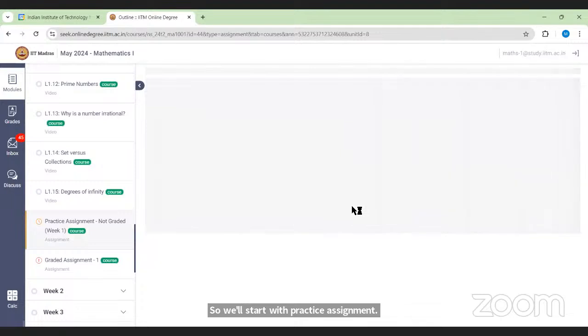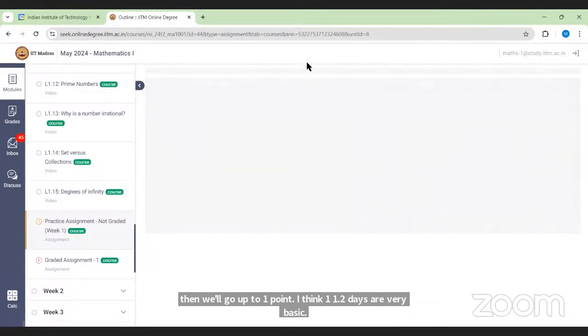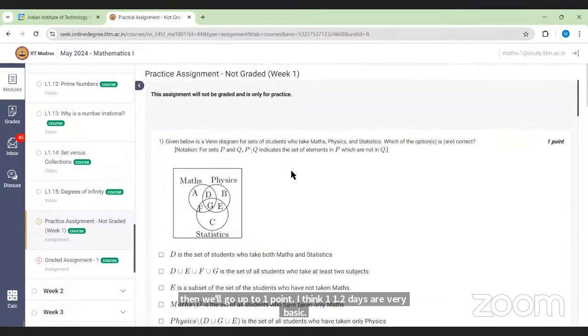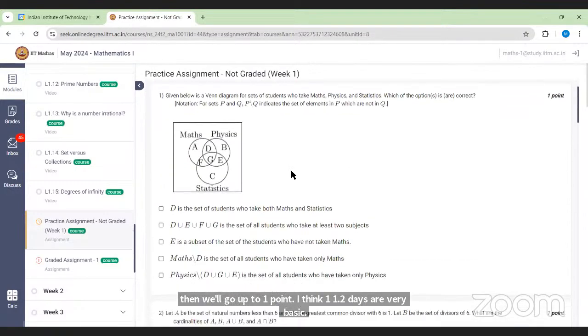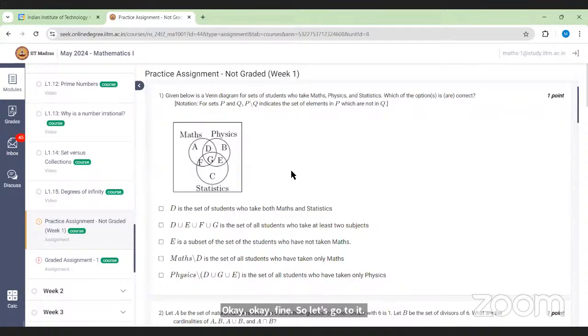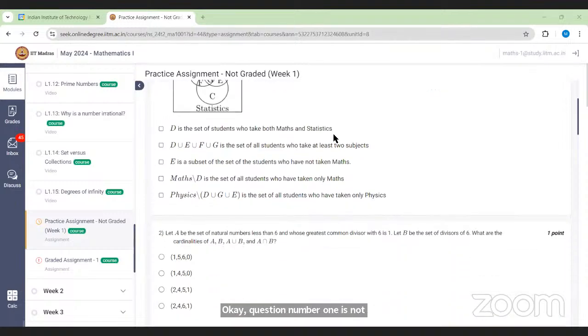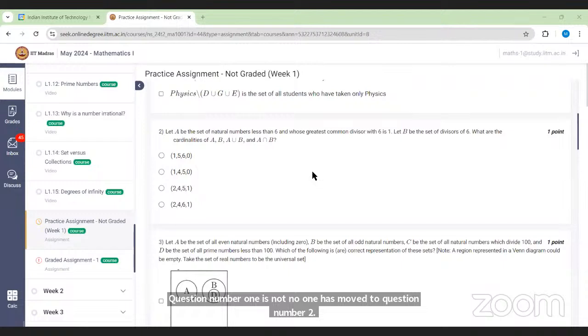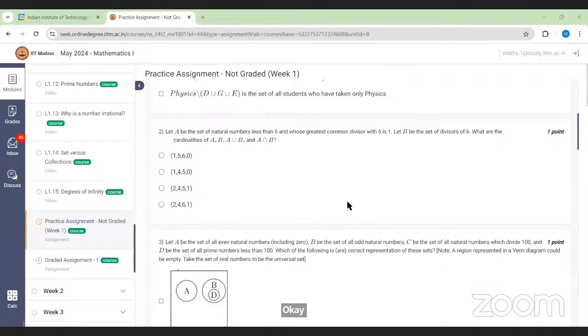I think 1.1, 1.2, these are very basic. From 1.9 is the concept you taught today. Okay, fine. So let's go toward the practice, and then we'll reverse it back. Okay, question number 1, no one has a doubt, right? So I'll move to question number 2. Let A be the set of natural numbers less than 6 whose greatest common divisor with 6 is 1. B is a set of the cardinality of A, B, A union B.